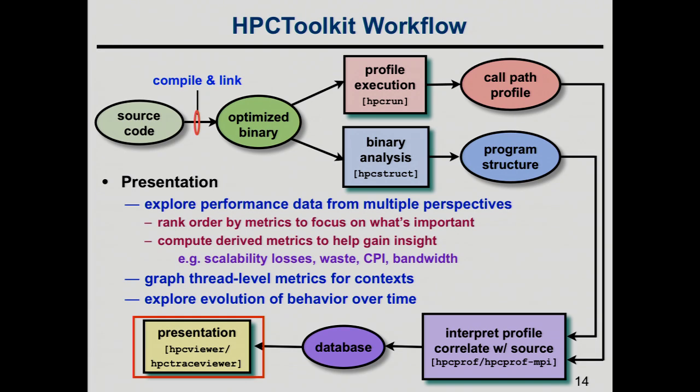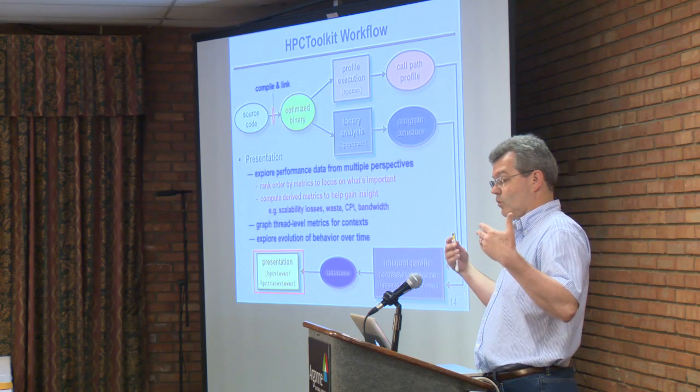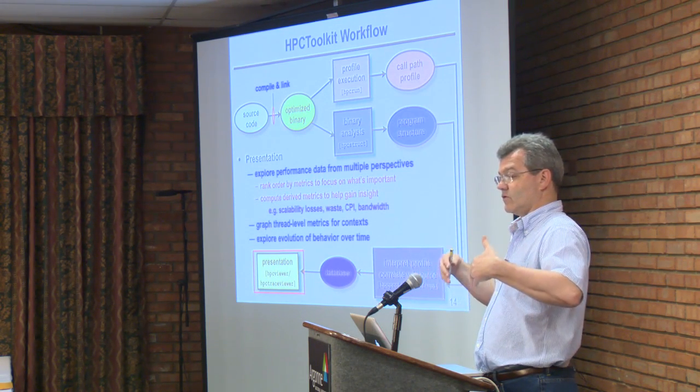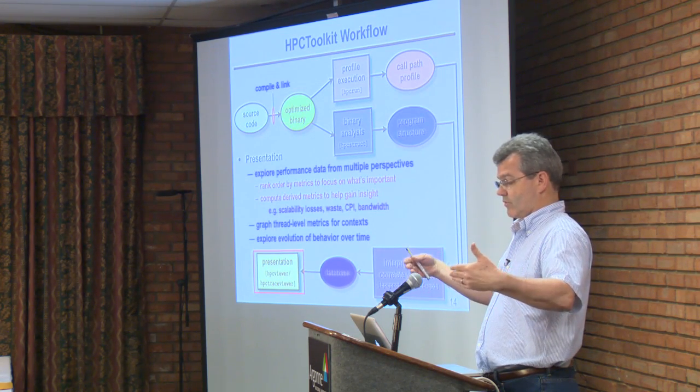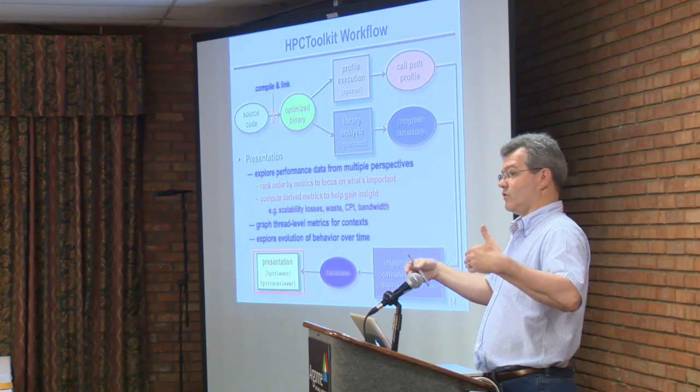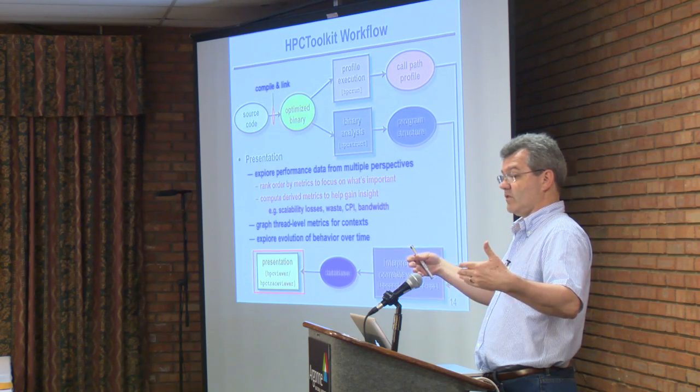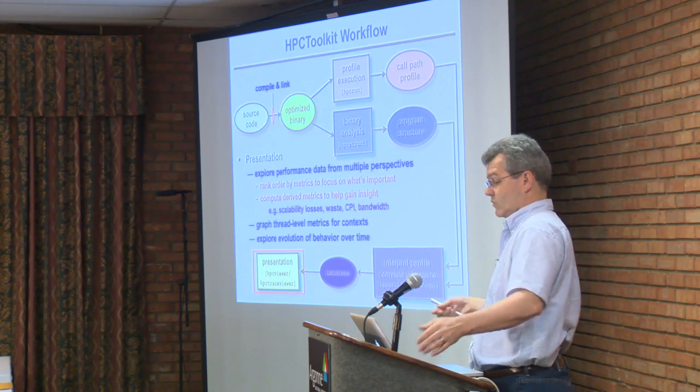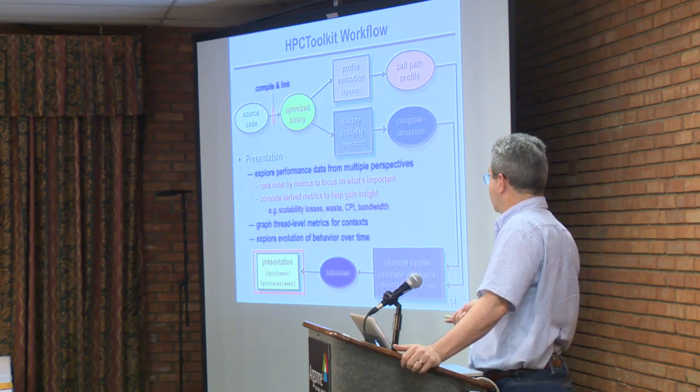And then we also have a technique that allows you to graph thread level metrics. So for a barrier, for all of the threads entering the barrier, you want to know, is there a variation in how much time everybody spends at a particular barrier in the execution, or in barriers that occur in a particular context. Also, you can explore the evolution of behavior over time. Although we're using sampling, we can also collect some trace data and show you what that looks like. So I'll have an example where I'll show you how the tools work on the trace data.